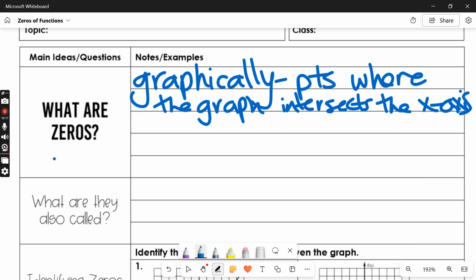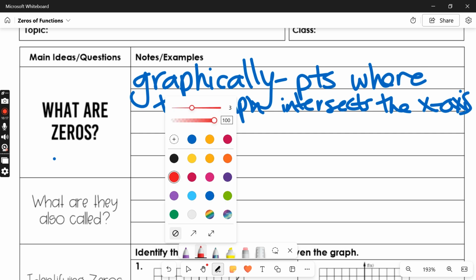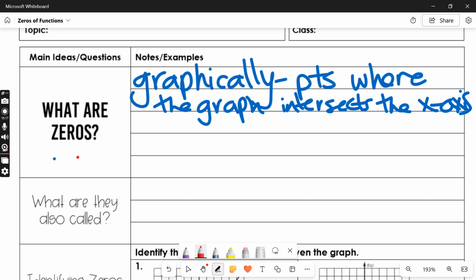The second definition that we have is algebraically.